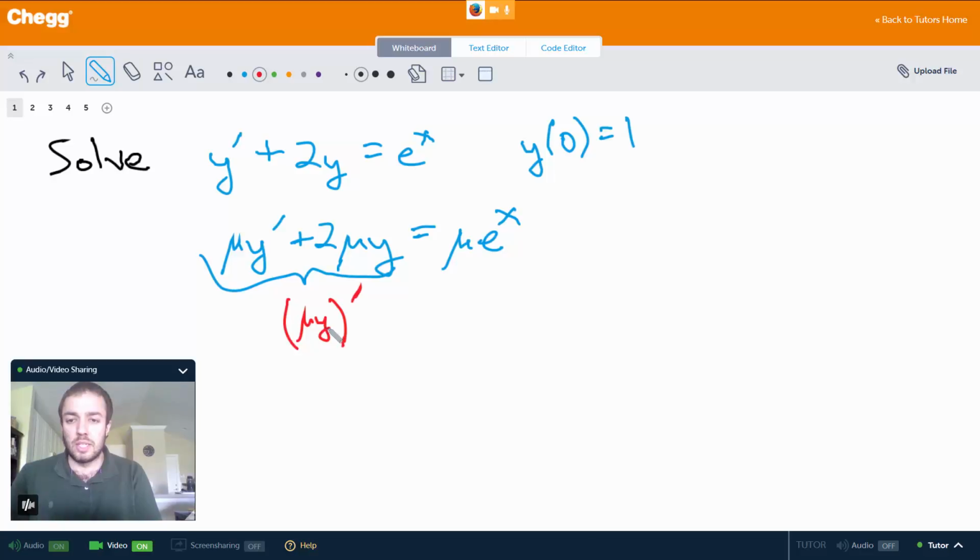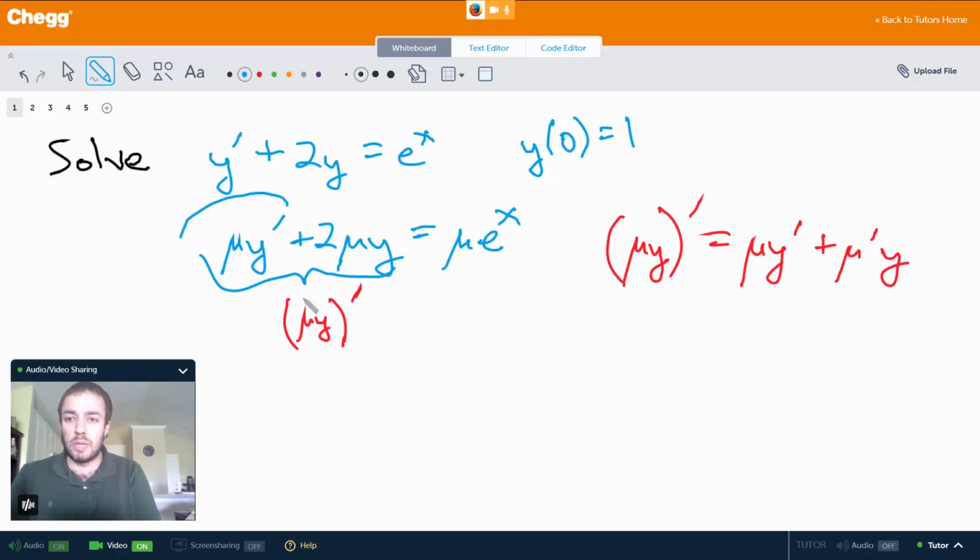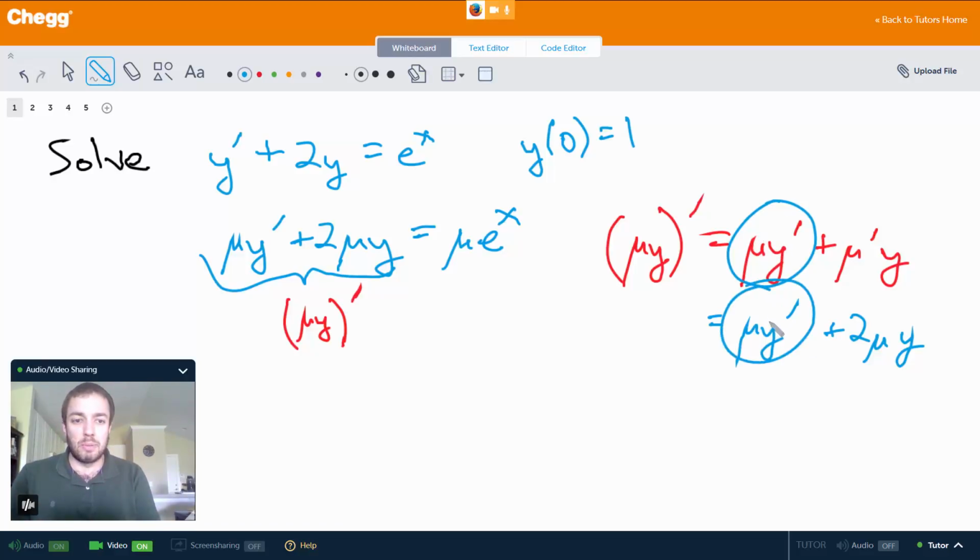But what is the derivative of this product? If we use the product rule, then we know that (mu y)' is going to be mu y' + mu' y. Basically then the idea is that we want mu to be a function so that (mu y)' is equal to mu y' + 2 mu y. Well, let's start matching things up and see what we can determine about mu. So here's mu y', that's great, those match up perfectly. Here's a y, those match up. So what's left then is this mu' has to be equal to 2 mu.